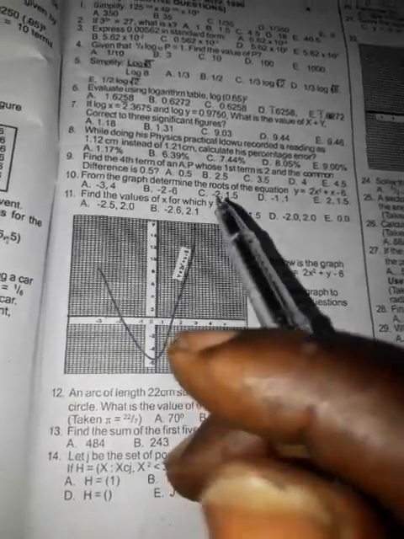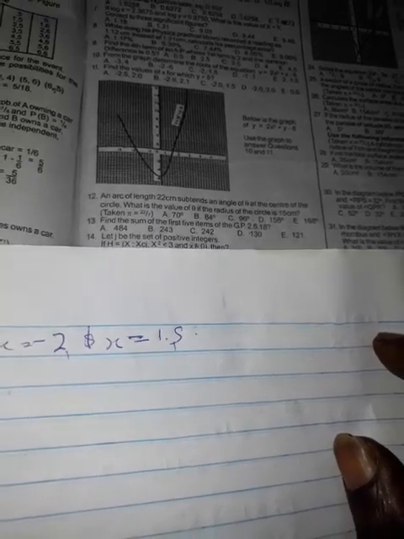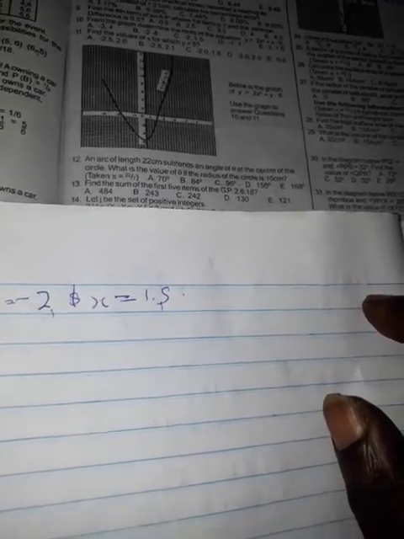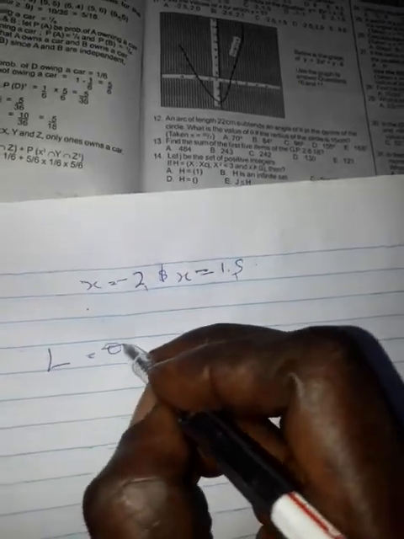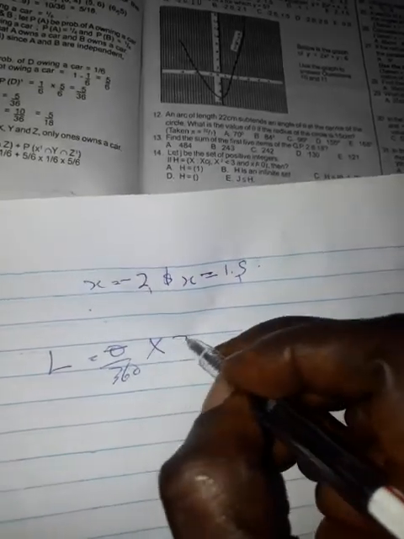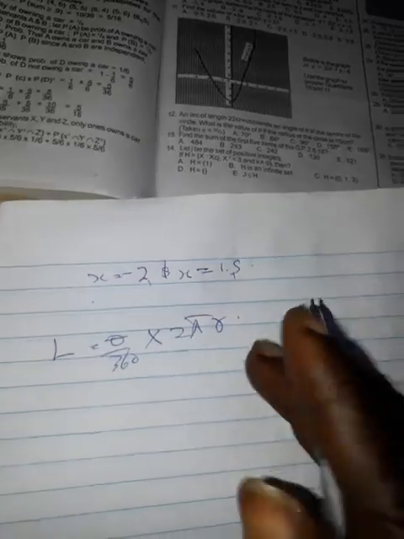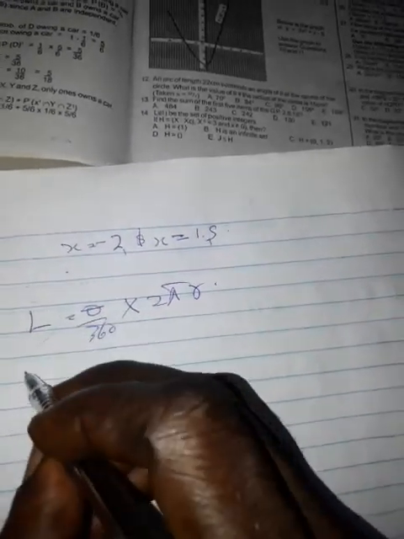That is that. So number 12 says an arc of length 22 subtends an angle theta at the center of the circle. What is the value of theta if the radius of the circle is 15 centimeters and you have been given pi? Don't forget, length of an arc is theta over 360 times 2 pi r. So you have already been given the length of an arc to be 22.